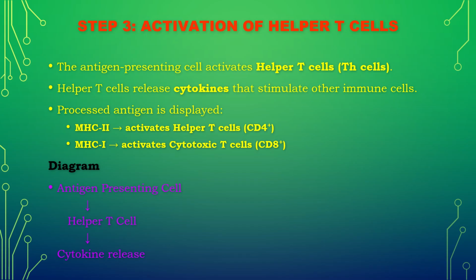Third step, activation of helper T cells. The antigen presenting cells activate helper T cells. Helper T cells release cytokines that stimulate other immune cells. So they process the antigen and display it to the T cells. It is presented on MHC molecule 2, that is the CD4, and on MHC molecule 1, they activate cytotoxic T cells, that is CD8. We can understand from the diagram.